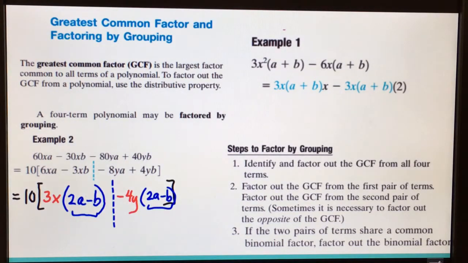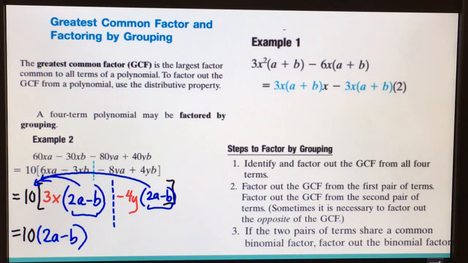So that is the goal, for us to be able to have that common binomial factor, so that we can use distributive property and factor that out. So this then turns into 10, and then I'm taking out the 2a minus b, and then I'm going to be left with 3x minus 4y. And now we have factored the polynomial.